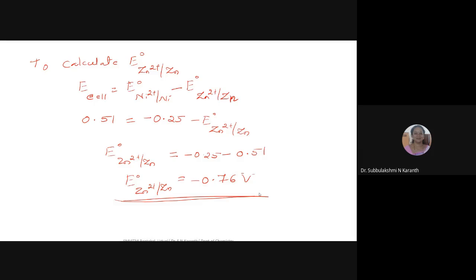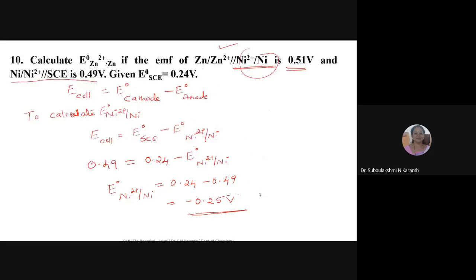Once again, I'll take this one. Here you have to calculate the zinc electrode potential. The given cell is a zinc electrode coupled with a nickel electrode, which develops 0.51 volt potential. They have not directly given the nickel electrode potential, but they have given the cell constructed using nickel and a standard calomel electrode. That cell developed a potential of 0.49 volt. And they have given the standard calomel electrode potential, which is 0.24 volt.